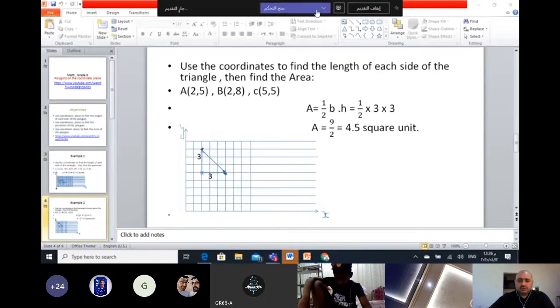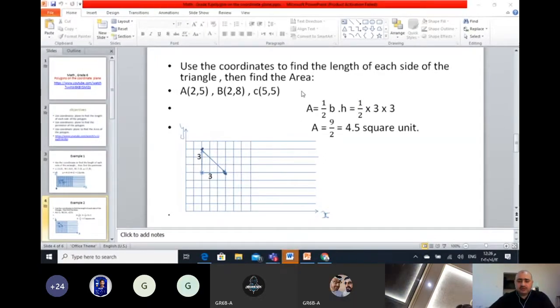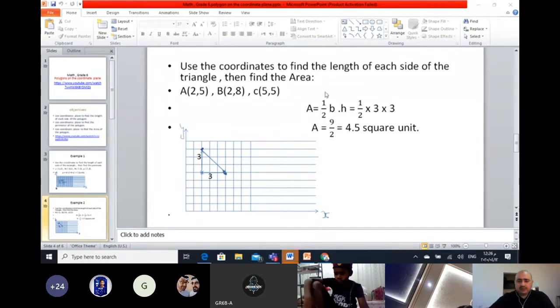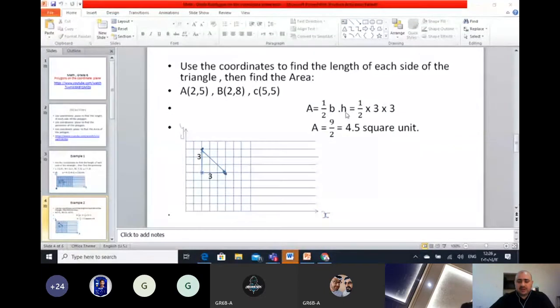Now I want to solve for the area. How do we find the area? As you know, we have a formula to find the area of this triangle: A equals 1 over 2 multiplied by the base multiplied by the height. So 1 over 2 multiplied by the base, which is 3, multiplied by the height, which is 3. 3 times 3 is 9, and 9 times 1 is 9 over 2. 9 divided by 2 is 4.5 square units. This is the area of this triangle.